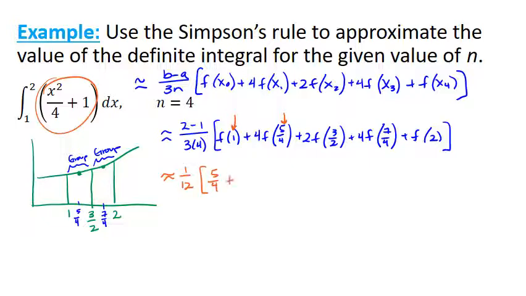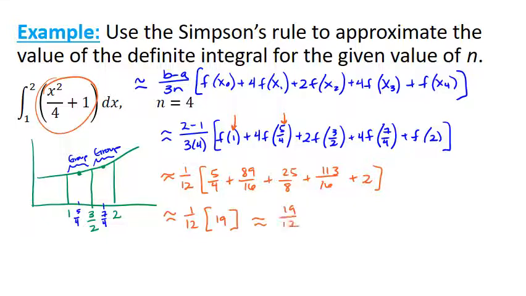You'll get 5/4 plus 89/16 plus 25/8 plus 113/16 plus 2. Adding those together, it simplifies to 19. So this is 19/12, which is approximately 1.583 repeating. Okay, so we have found that applying Simpson's rule to approximate this integral, we get this.